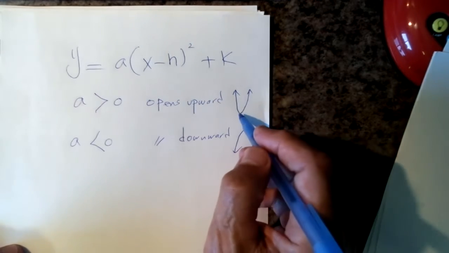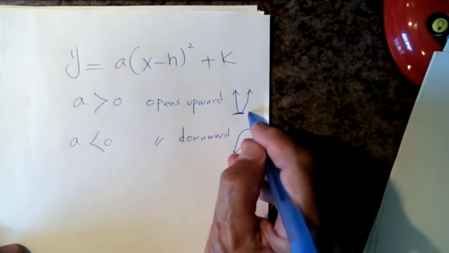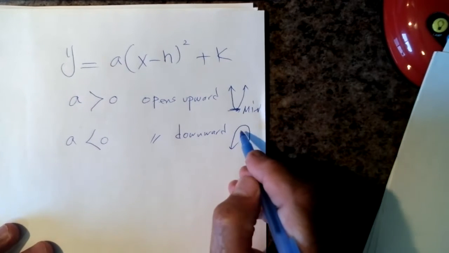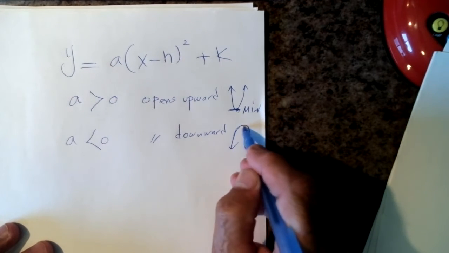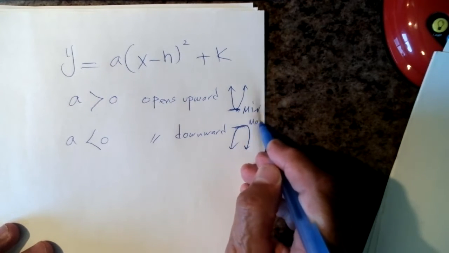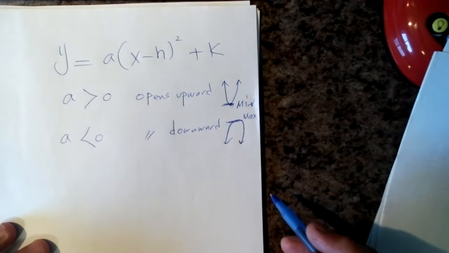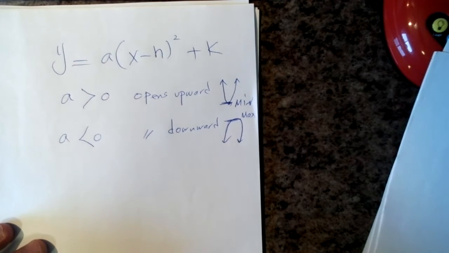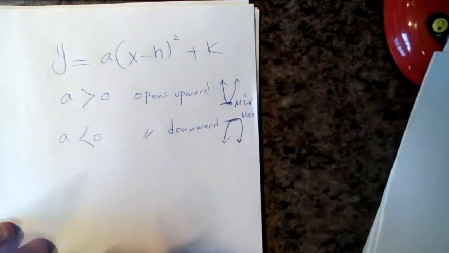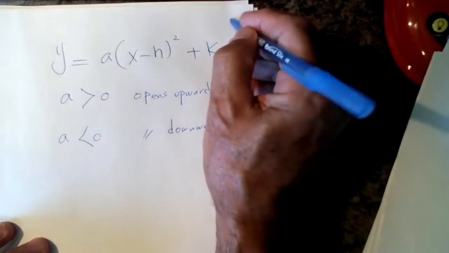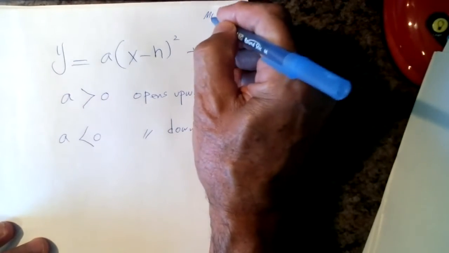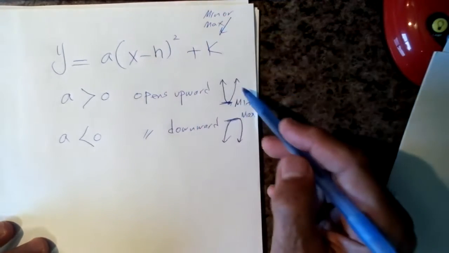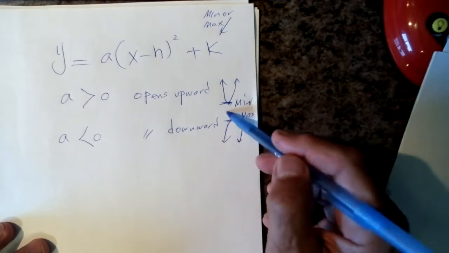In case the parabola opens upward, you always have a minimum, meaning this point is a minimum point. In case the parabola opens downward, this point is the maximum point, okay? In the problem, if we ask you to determine what your minimum or maximum value is, k is your minimum or maximum value. It just depends on the shape of the graph, whether it opens up or down.